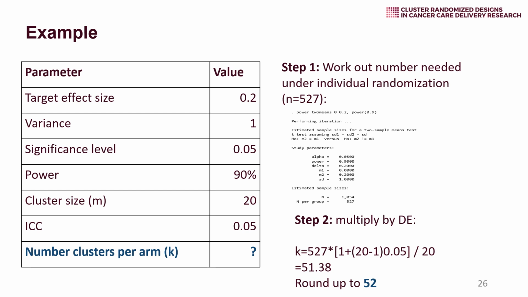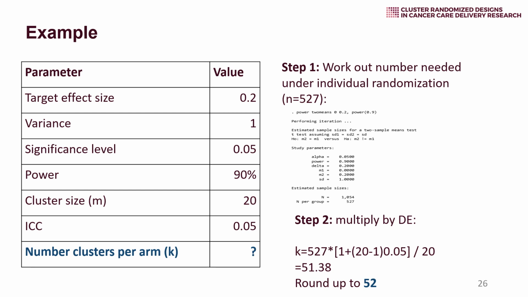So let's start with an example. In this setting, let's suppose that we've set the target effect size to be 0.2, and that the variance of our outcome is 1. So we're working with what's known as the standardized effect size here. Let's suppose that we've set the significance level, or the type 1 error, to 5%, and the power to 90%. Suppose that we know our average cluster size is 20, and that as a starting point we've assumed the ICC is 0.05. The question then becomes, how many clusters do we need per arm?